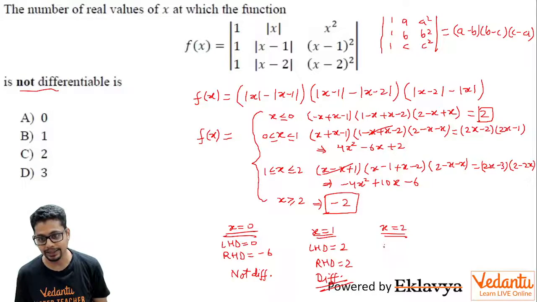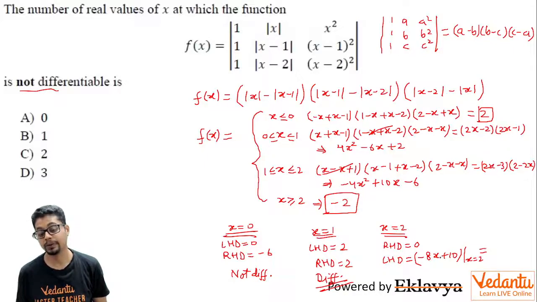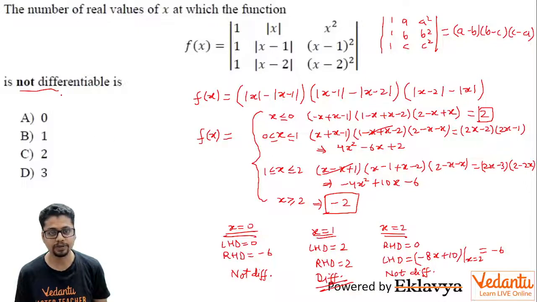So what about the right hand derivative at x equal to 2? It's 0, because for x greater than or equal to 2, the function is constant. And what about the left hand derivative? You get minus 8x plus 10, and you put x to be 2, so you get minus 6. I hope we are doing it right. So again, at x equal to 2, the function is not differentiable. So at x equal to 0 and at x equal to 2, the function is not differentiable. That means the number of real values of x at which this function is not differentiable is 2. C is the answer. Thanks for listening.